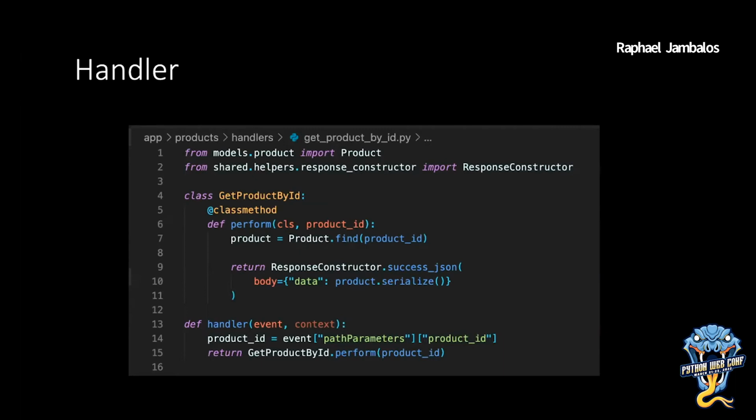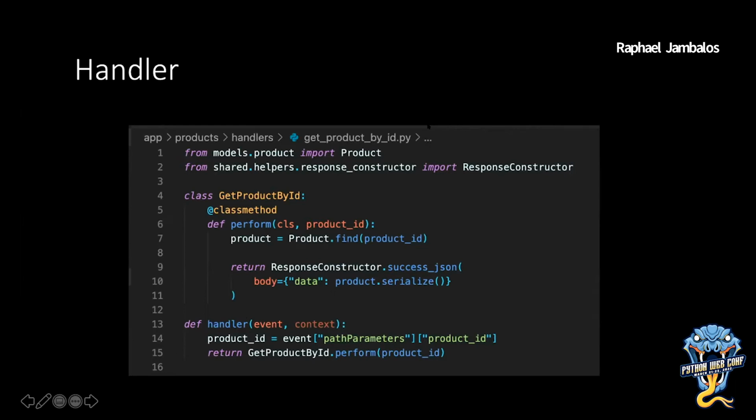Handlers store both the handler function and the handler class. The handler function, as you see here, is where Lambda directs the request. And then we call a handler class, which does the logic for us. Handlers is very similar to controllers. So you just use the handlers for that.